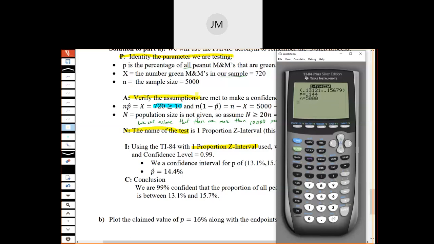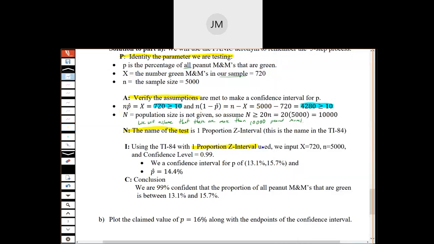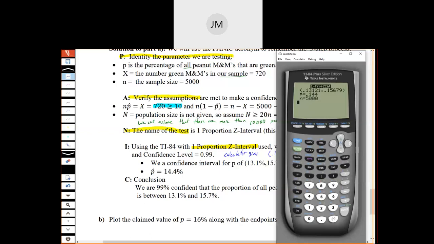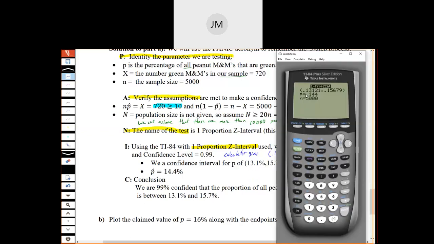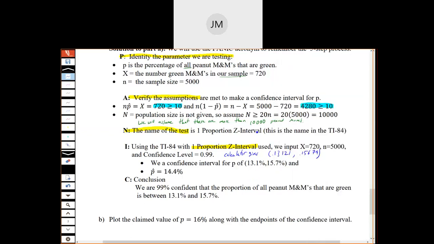Okay, so the calculator is going to give me 0.13121, comma, 0.15679. And it gives me p hat is 0.144.